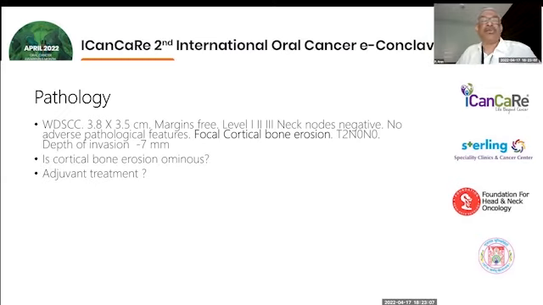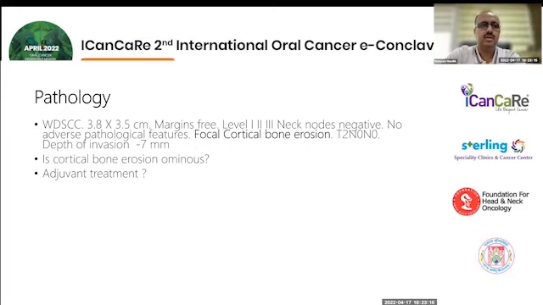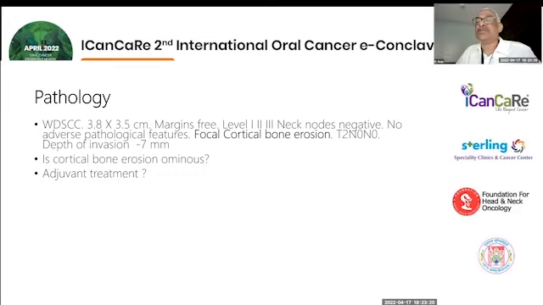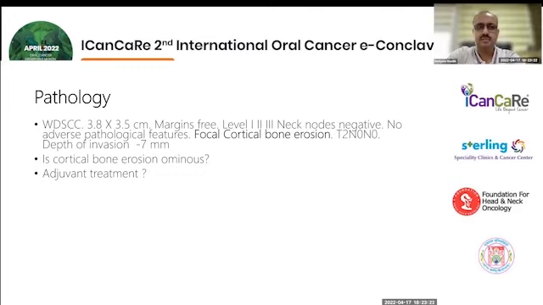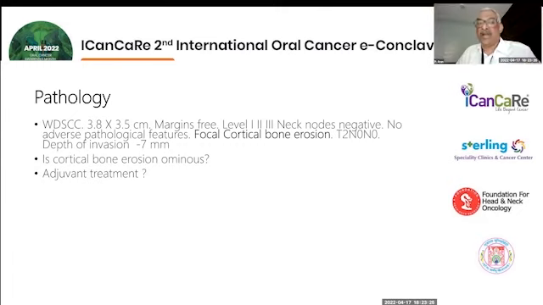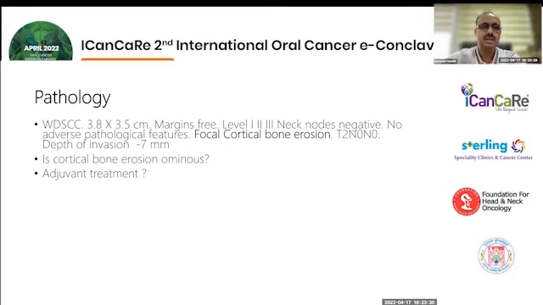Now, is cortical bone erosion ominous? Has it caused any change in the staging? Dr. Arun, for an alveolar tumor or for a buccal mucosa? This is a buccal tumor. For a buccal tumor, a cortical erosion is bad. For an alveolar tumor, the staging changes. Right, but this is in the lower alveolus. So if it is a buccogingival sulcus tumor going to cortical bone and there is cortical bone erosion, it becomes T4.